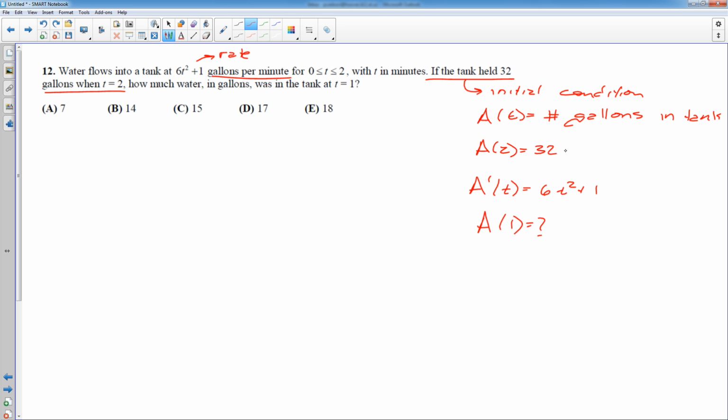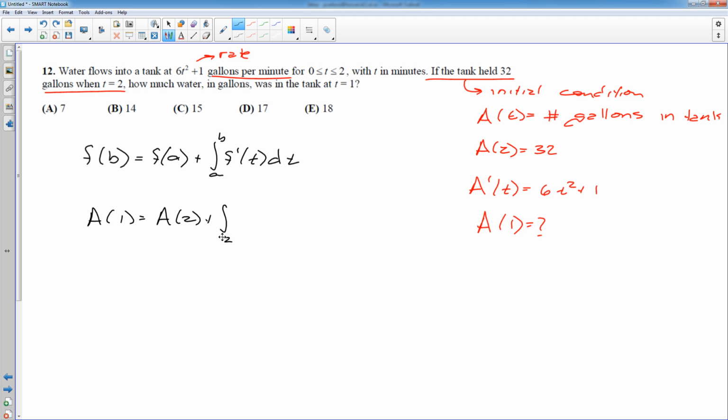Anytime you have the rate and an initial condition, you could use this little formula, which I've given you before. A function's value at b is the same thing as the initial value, f of a, plus the area from a to b under its derivative. Total change, accumulation, fundamental theorem of calculus, you can call that whatever you want. There's a lot of different appropriate names. In this case, my function is A, and my initial condition was at 2. So if I want my amount at time 1, I'm going to start with my amount at time 2, and I'm going to add the change from 2 to 1 under that derivative.